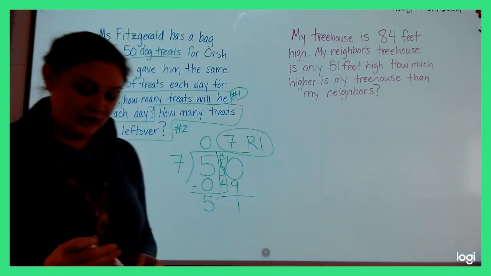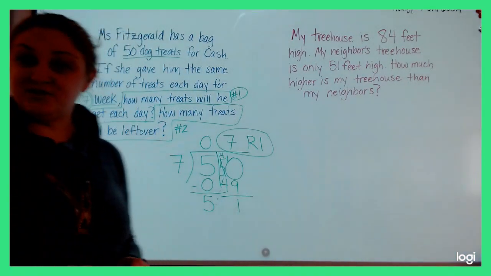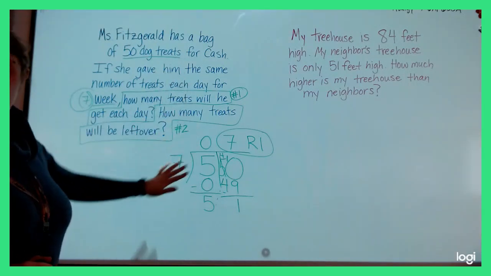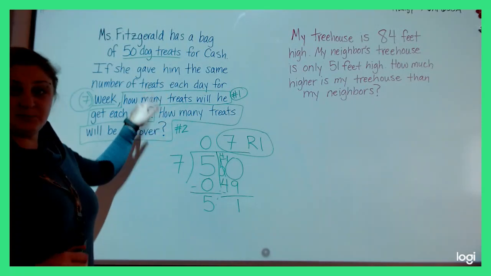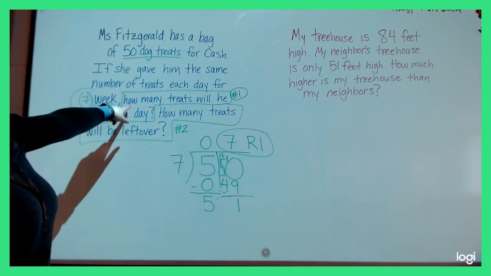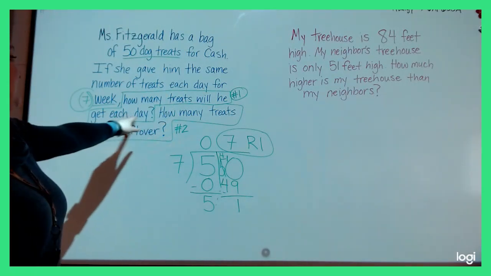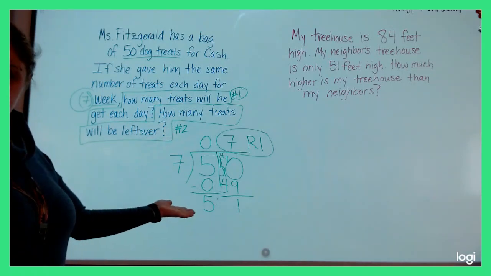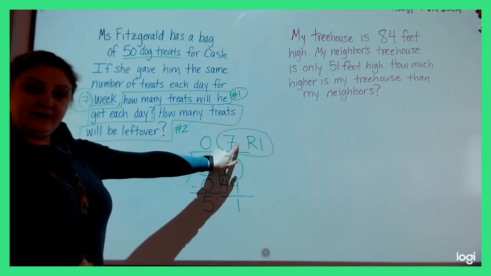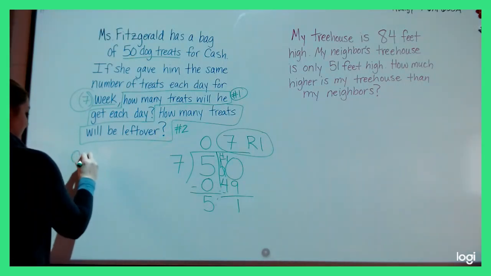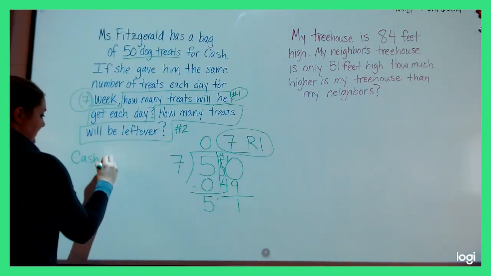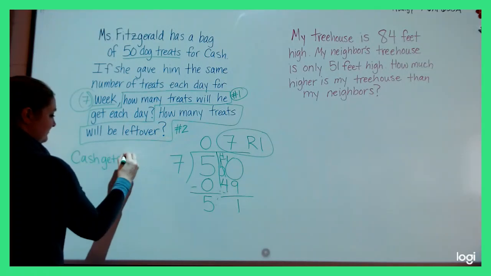But you guys know, if that's what you circle as your answer, you have not explained what it means in terms of our word problem, right? So that answer is correct, but you have to make sure you explain it. So let's check our first question. How many treats will he get each day? Well, what did we find out? 7, right? He can get 7 treats each day. So we can say Cash gets 7 treats a day.